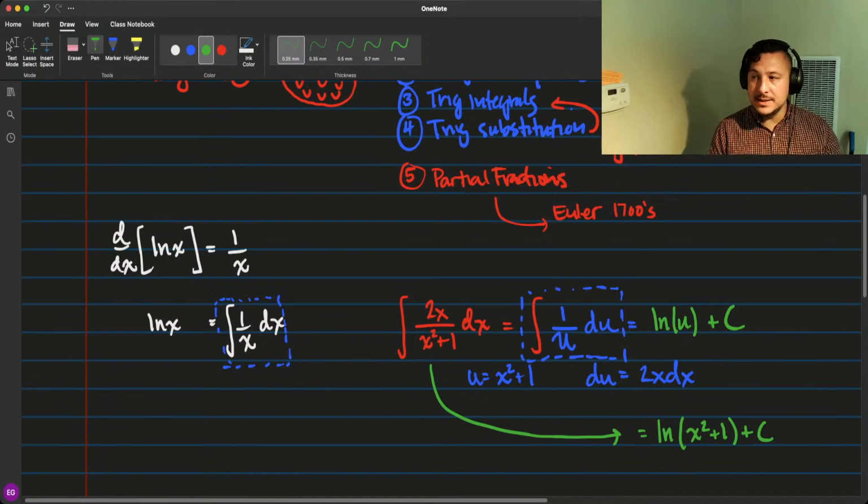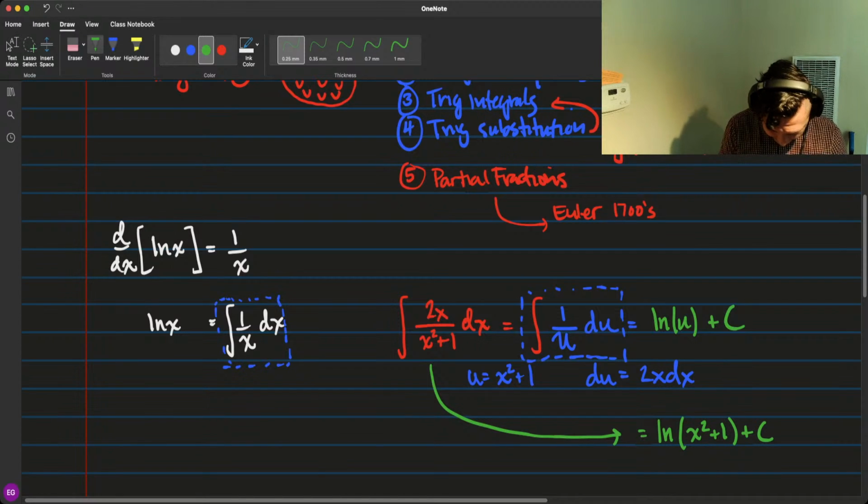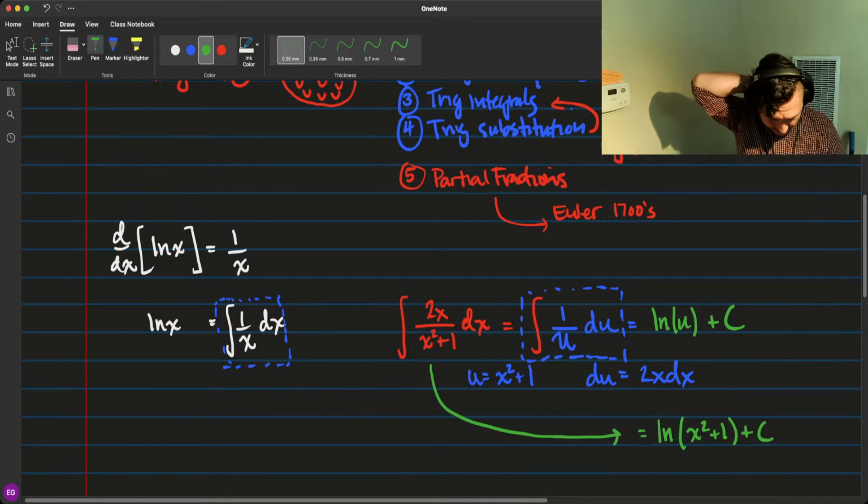So because the antiderivative of 1 over a variable is just the natural log of that variable, we need a method to make this happen. Sometimes you can just u-substitute and you'll get what you want. Other times it's going to involve a process called partial fractions. Okay, so it's called partial fraction decomposition. Let me give you an example.